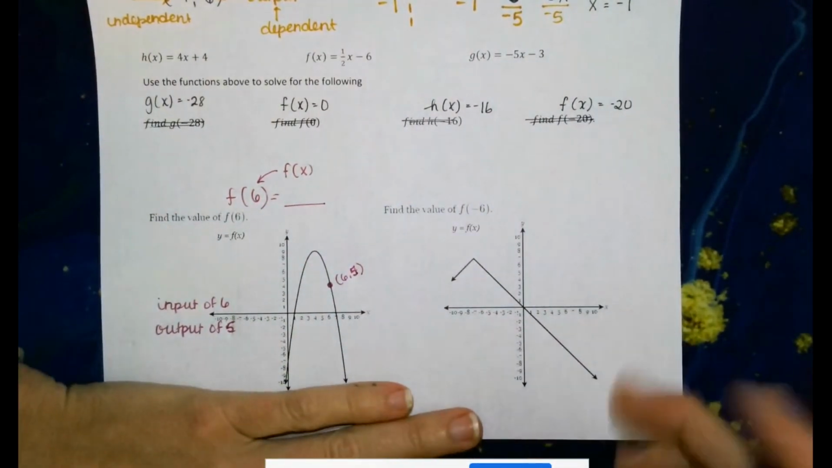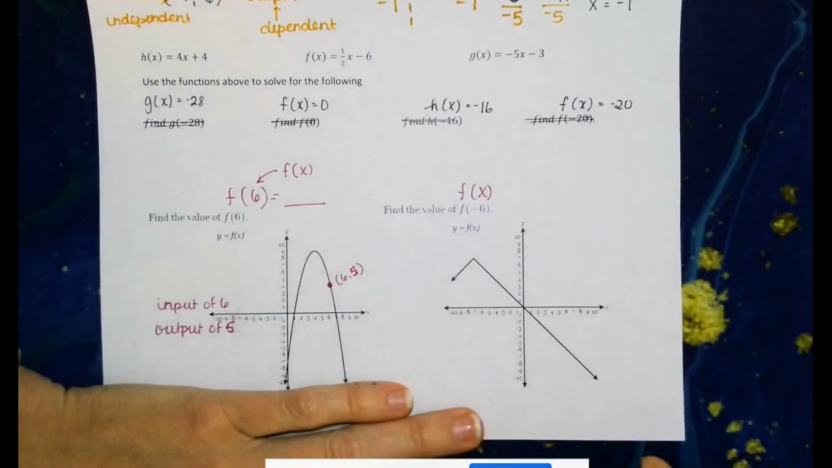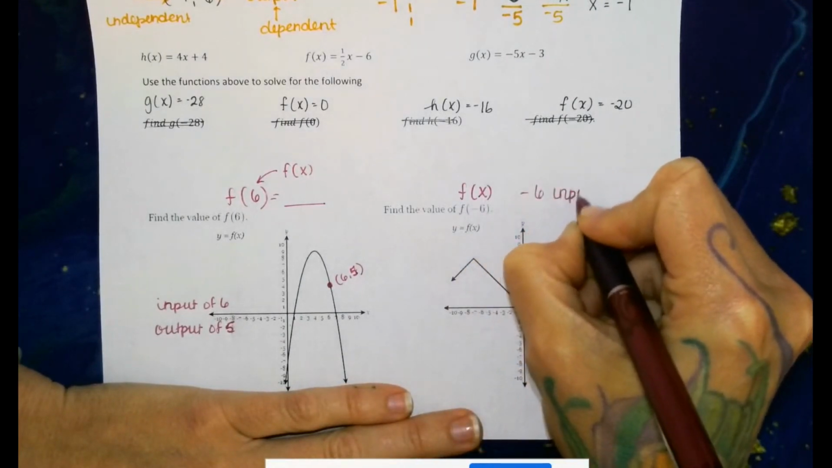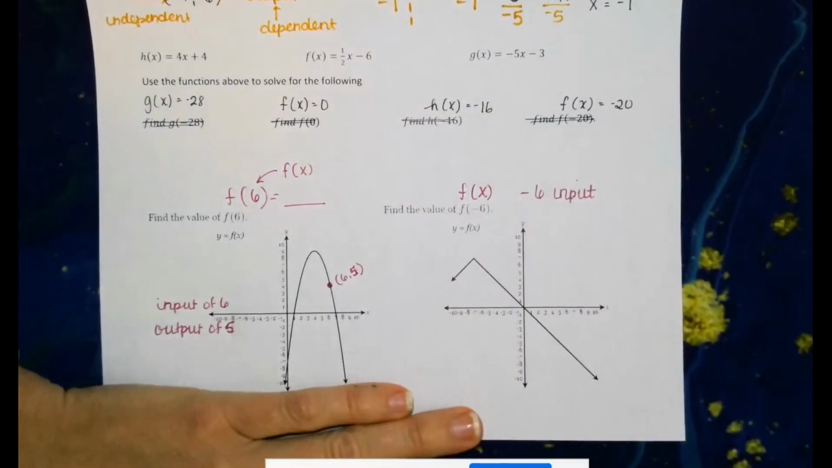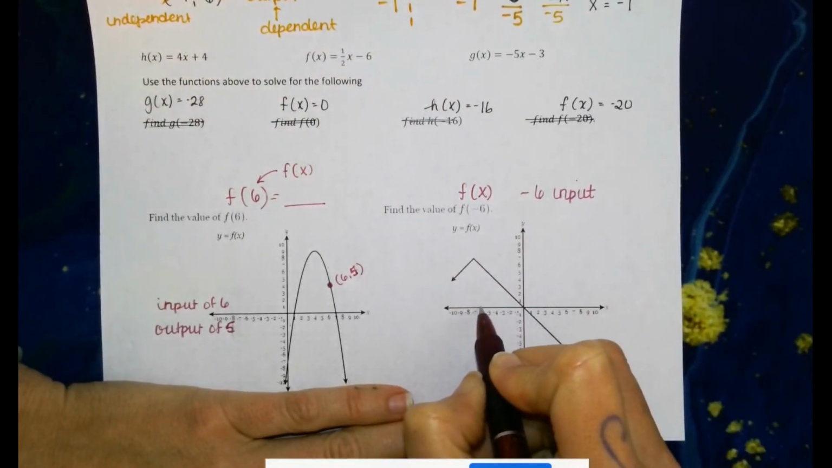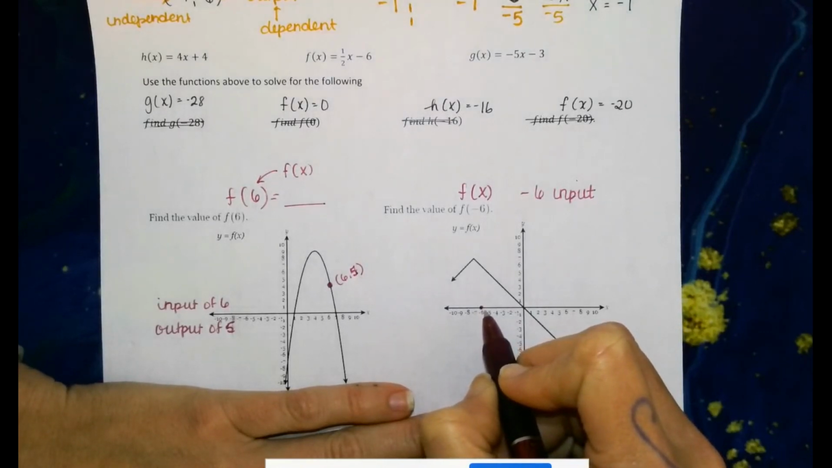All right, so find the value of f of negative 6. So again, this is f of x, so we plug in a negative 6 in the place of x. Negative 6 is our input. If we had a function, that's what we would plug in. We have a function on a graph, so we're going to go to our x value of negative 6, and then we're going to go up and see where that graph touches.